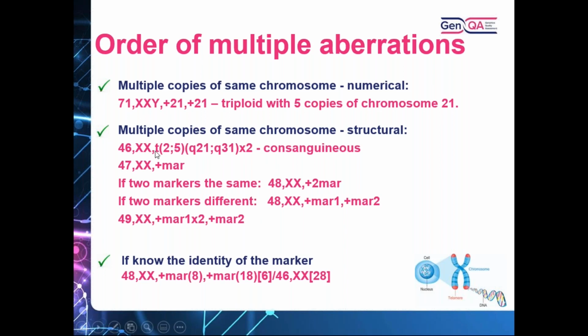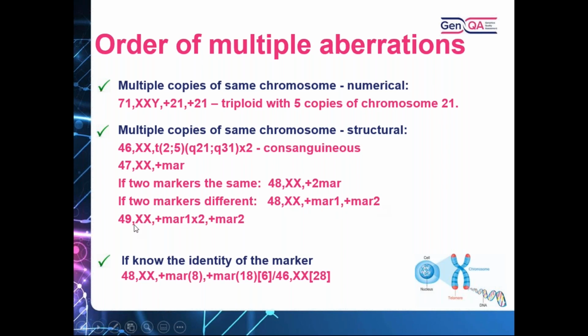If you've got consanguineous parents, you can write the translocation in the child, where it's got one inherited from the father and one inherited from the mother, as x2. Alternatively, you could separate them out and write the translocation with mat, comma, and put the other one with pat. Entirely up to yourselves. If you have a marker, it's 47,XX,+mar because it has a centromere. If the markers are identical and you've got 2 of them, then you put +2mar. If, however, they're different, you put +mar1,+mar2.